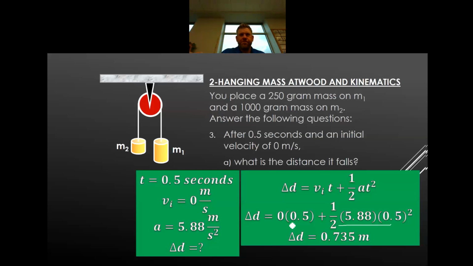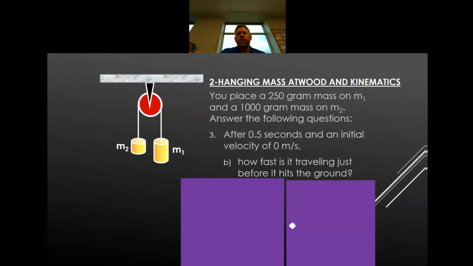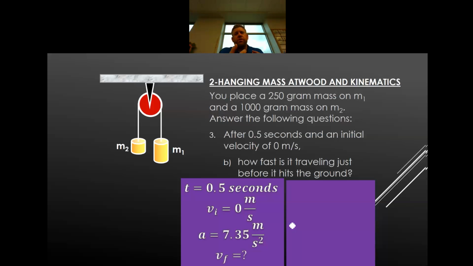So that's how far each one of them is going to move, just shy of a meter. Part B: how fast will it be traveling just before it hits the ground? We're still going to use all of our same good information, because we know the time is legit, and we know the velocity is legit.